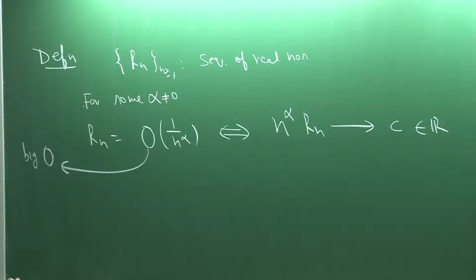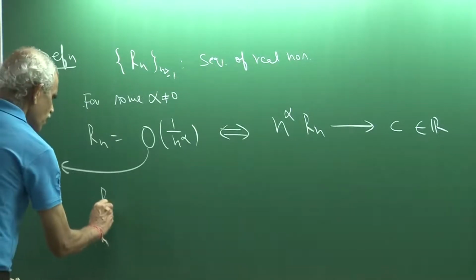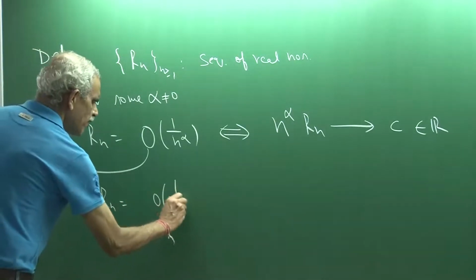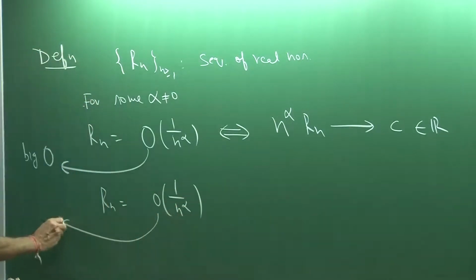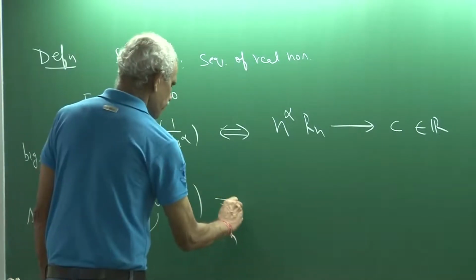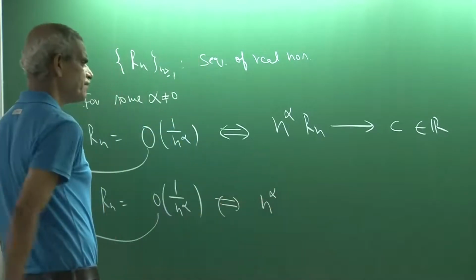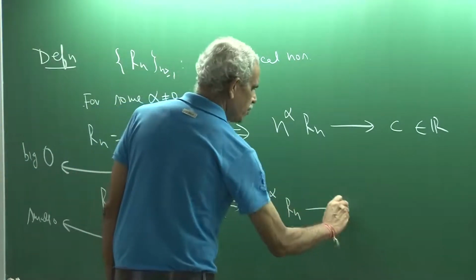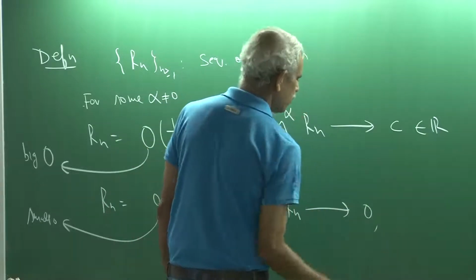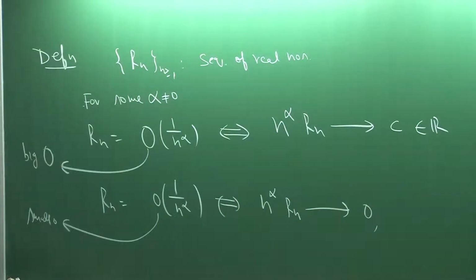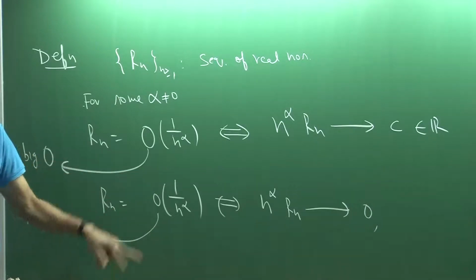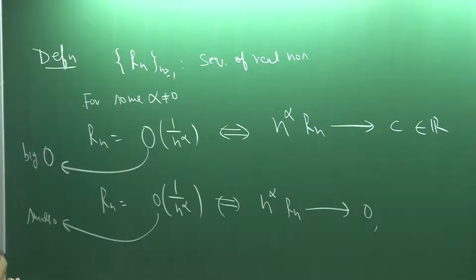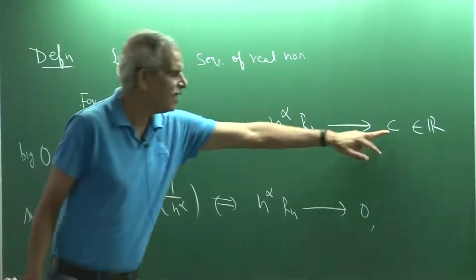Now, in a similar fashion, there is a concept of little o, or small o, of n to power alpha. I say that Rn is little o of 1 upon n to power alpha if n to power alpha Rn goes to 0 as n goes to infinity. Note that if something is little o of 1 upon n to power alpha, it is also big O of 1 upon n to power alpha, because this C in that case is 0.